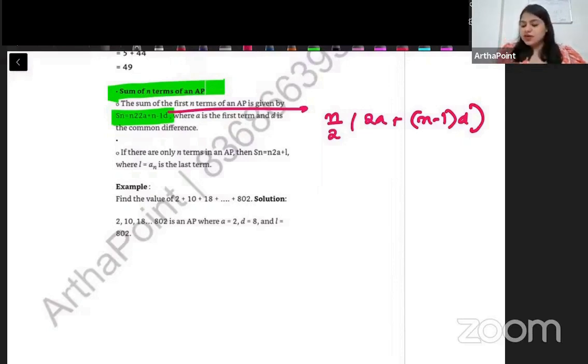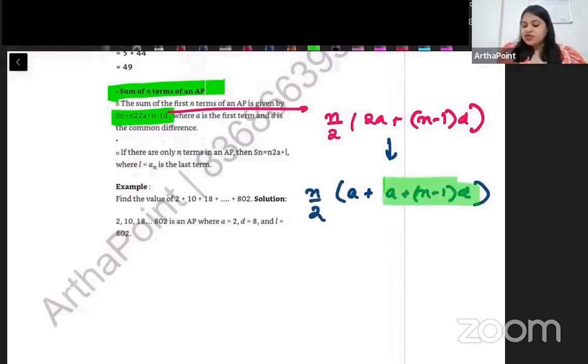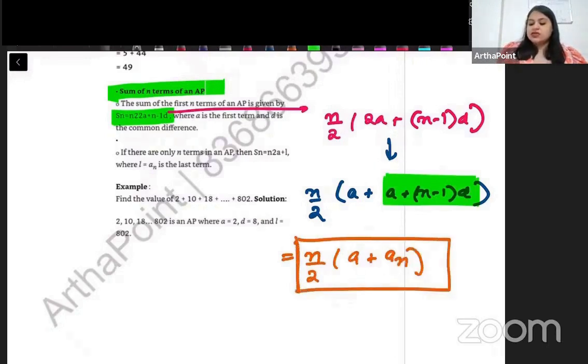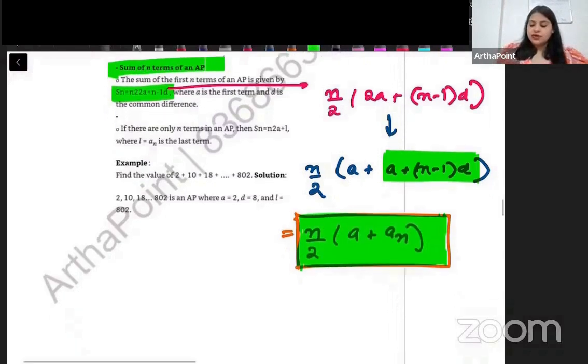Sometimes instead of this, beta, just have a look here. I can break this. This will be a plus n minus 1 into d, and this is the nth term. जैसे जब 12th term निकालना था, I had used this formula for n equal to 12. So even if I have to find the nth term, I can use this formula. Sometimes when you're only given the first and nth term, then you can rewrite it like this also: a plus an, into n by 2.